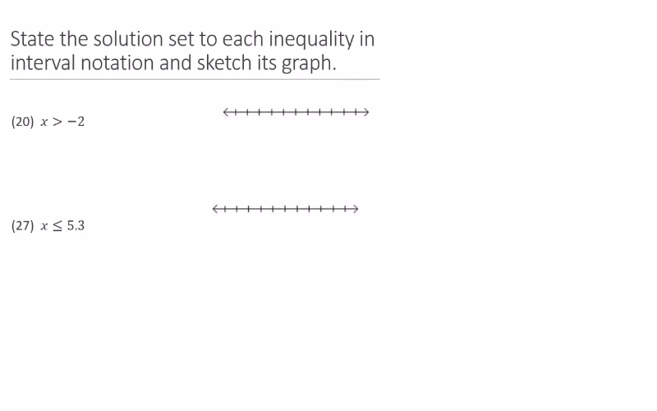Here's another type of problem. Here they're asking us to state the solution set in interval notation and sketch its graph. Let's start with the interval notation. Here it says x is greater than -2. So if x is greater than -2, how far does it go? What are the numbers it could be?